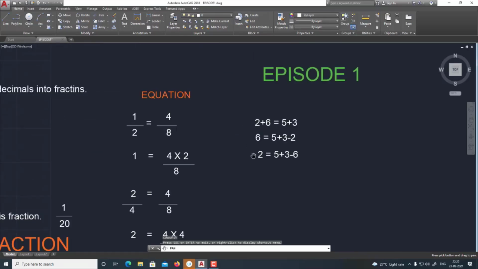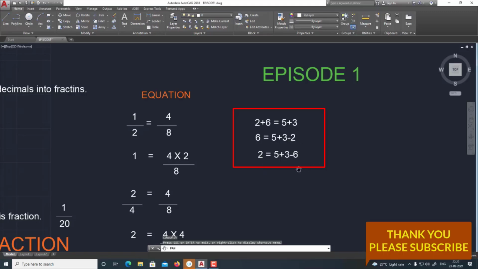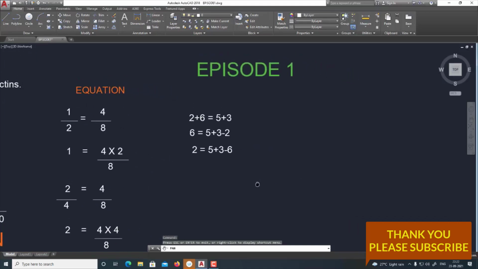Here, there are 3 equations. 2 plus 6 is equal to 5 plus 3. If we want to take this 2 to the other side of this equation, 6 is equal to 5 plus 3 minus 2. 2 here means plus 2 and this plus 2 changes its sign and becomes minus 2 after going to the other side of the equation. If we want to take 6 to the other side of the equation, 2 is equal to 5 plus 3 minus 6. Plus 6 becomes minus 6. So, in this way, figures change their positions and signs.